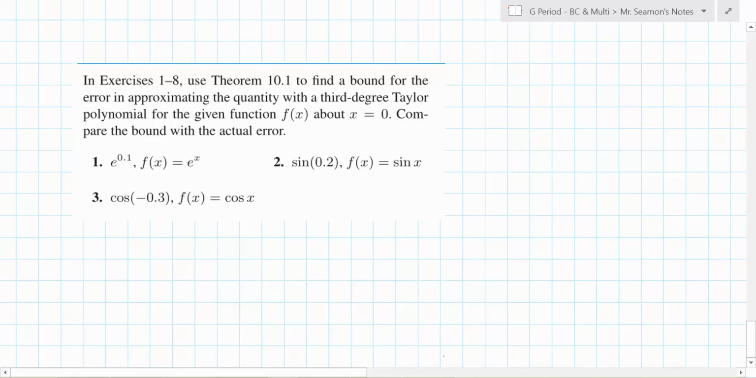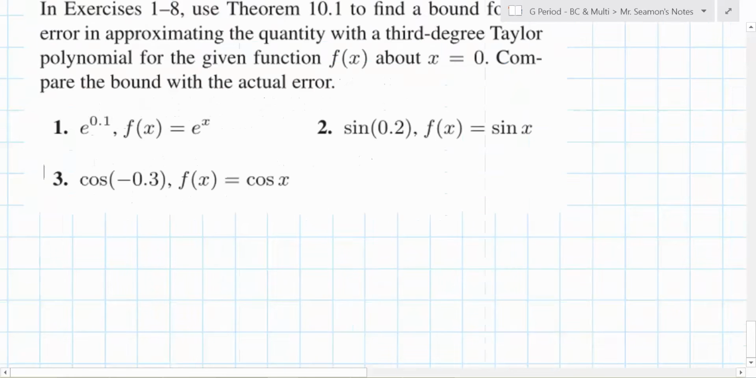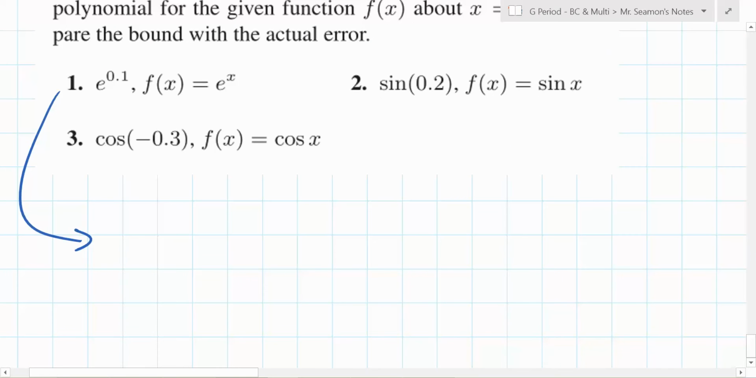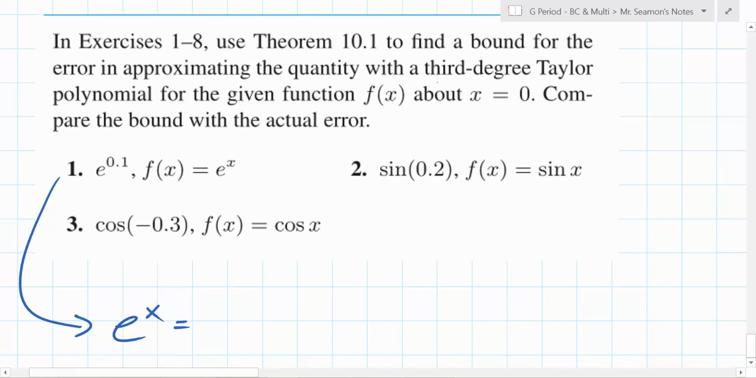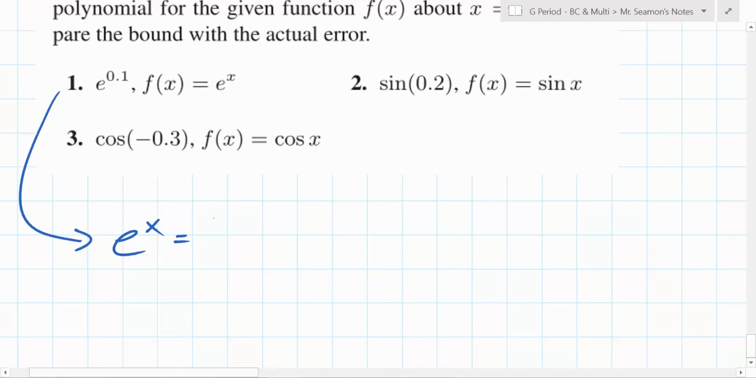Use theorem 10.1, which is what we were just looking at, to find a bound for the error in approximating the quantity with a third degree Taylor polynomial for the given function f of x about x equals 0. We're doing it for e to the 0.1. So the first thing you can do, which is really helpful, is write out the terms just so we can be comfortable with it. We're going to what degree? Third degree. So what's the third degree Taylor polynomial going to be?